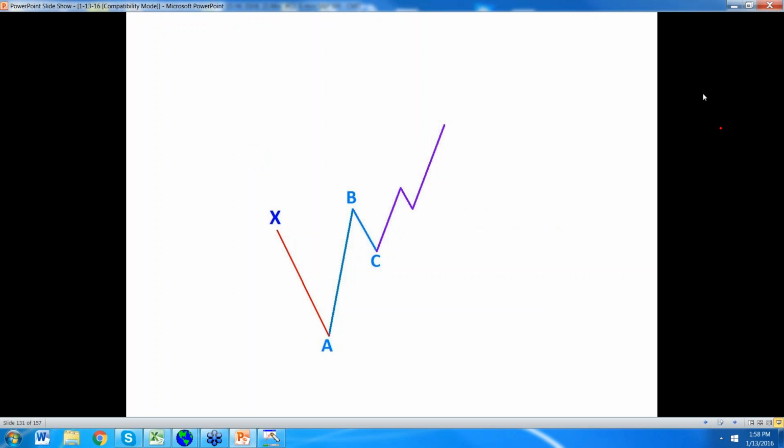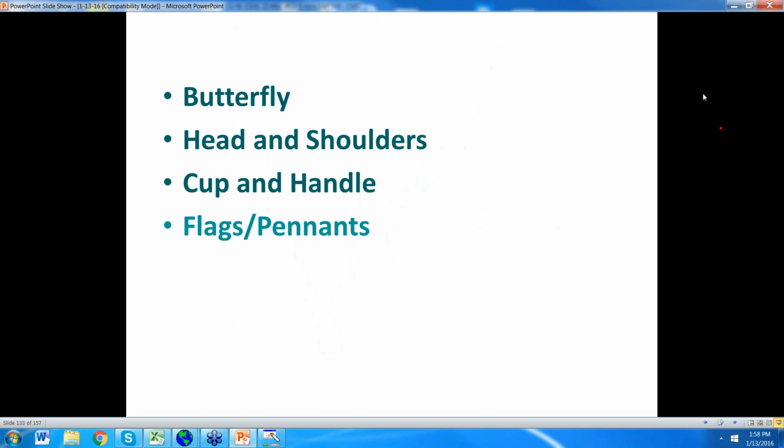How about this? That's also very bad if point B, shown in blue, has the bullishness to jam above point X. In fact, this is a continuation of the upside trend. Don't short it, right? So that's what the butterfly looks like.